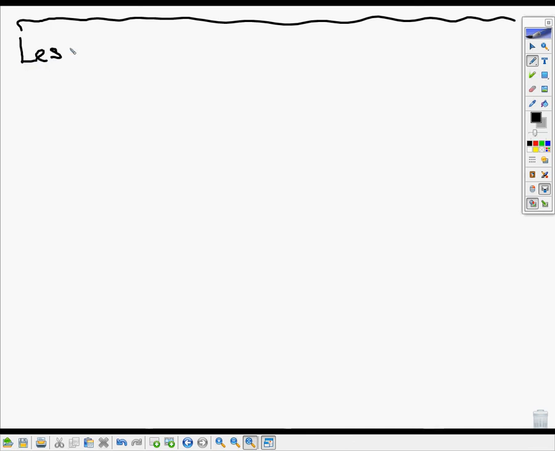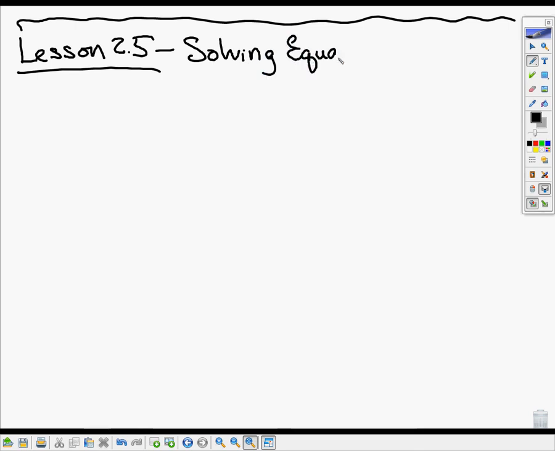Go with your notes for lesson 2.5. Remember, anything that I write down, you should be writing down in your notes. If I write it in red, we'll call that optional. Lesson 2.5 is going to be about solving equations with variables on both sides.